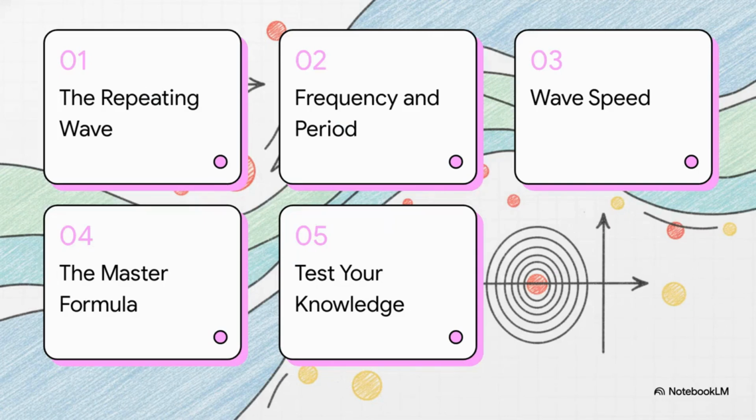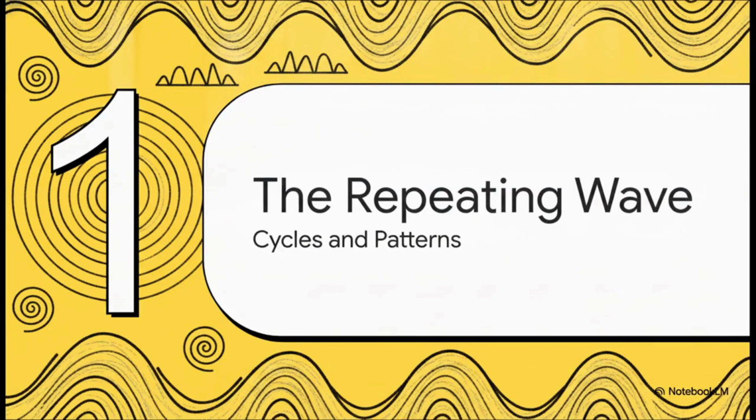Here's our roadmap for figuring out that rope. First, the repeating wave. Second, frequency and period. Third, understanding wave speed. Fourth, the most important formula. And finally, number 5, we'll test your knowledge. All right, let's jump straight into part 1, the repeating wave.